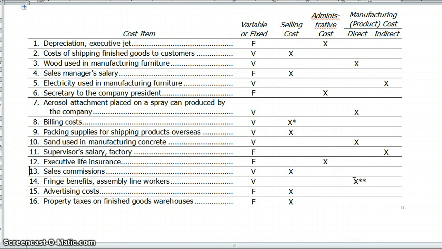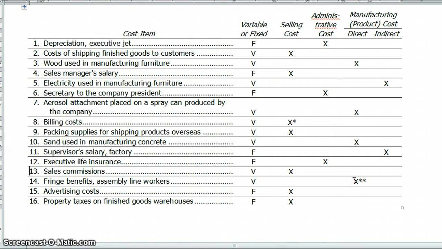They may be considered variable from the standpoint that the more work that is performed or produced by the company, the more assembly line workers they need, therefore the higher the fringe benefit cost. It would therefore be also a direct cost. I could see it being indirect in some ways, but typically in a factory, any type of benefits paid to assembly line workers is considered a labor cost.